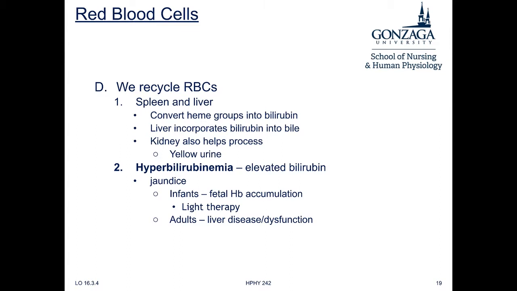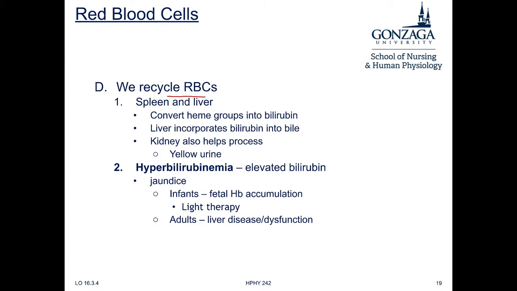All right, so let's see if I missed any information on red blood cells, hemoglobin, and iron transport. I mentioned that we basically recycle elements of red blood cells, not just the heme and the bilirubin, or heme, I should say. We also recycle some of the other cellular components. Let's see, the liver incorporates bilirubin into bile, excretes it via the feces, and also the kidney helps process bilirubin, which gives rise to the yellow-colored urine.